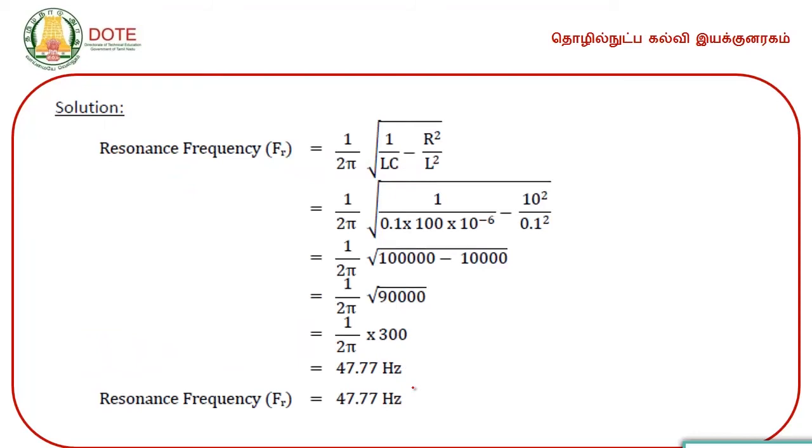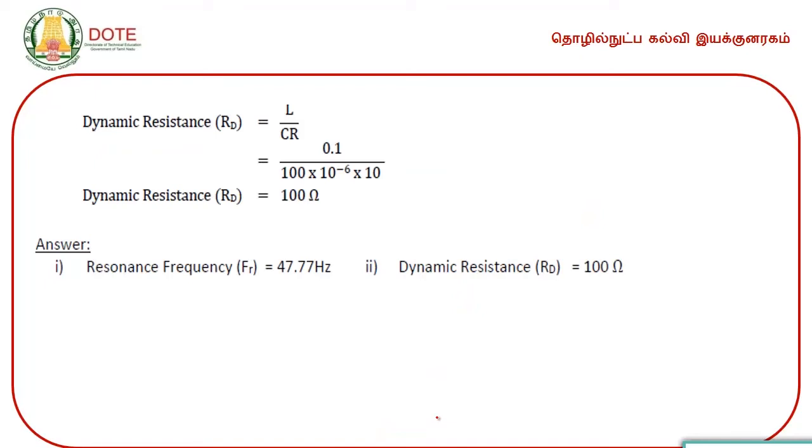What is the resonance frequency expression? It is 1 by 2 pi into square root of 1 by L C minus R square by L square. L value is 0.1 Henry, C value is 100 into 10 power minus 6, R value is 10, so 10 square by 0.1 square. By simplifying this, you will have 47.77 hertz. So, the resonance frequency of the parallel circuit is 47.77 hertz.